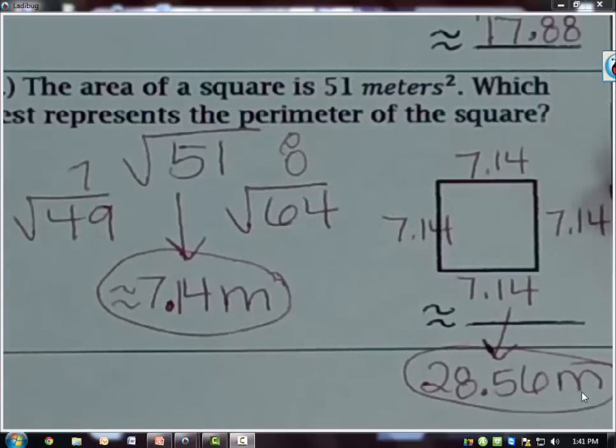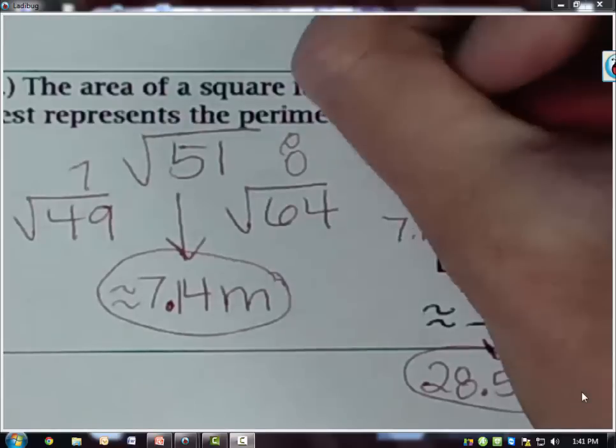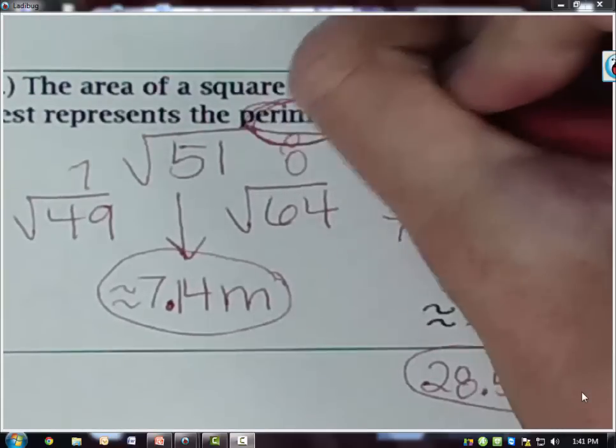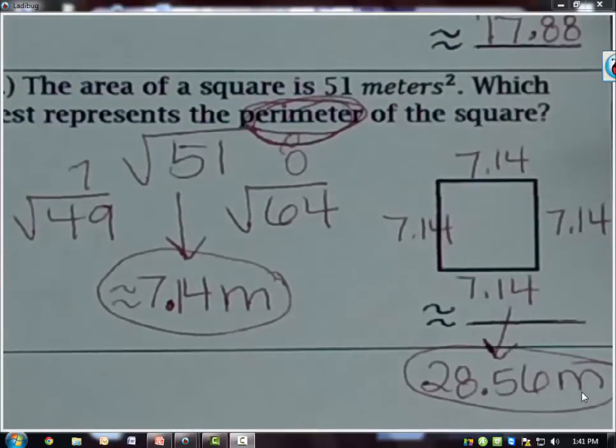But the question asks about perimeter. So it's not asking about the area or just the side length. It's asking about the perimeter. So if we know the side length, we have all our sides. So in order to find perimeter, you should have it up here at the top of your paper, you add all the sides together, and I got 28.56.